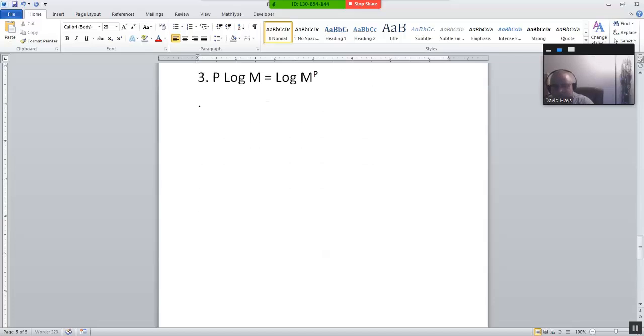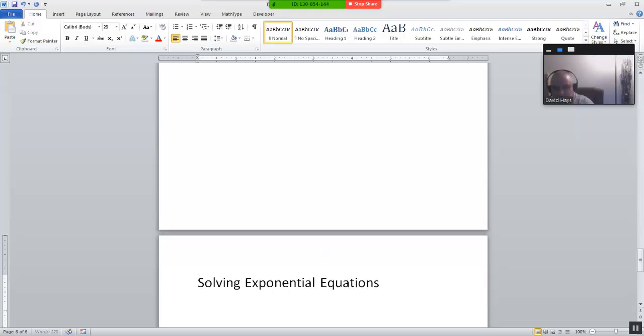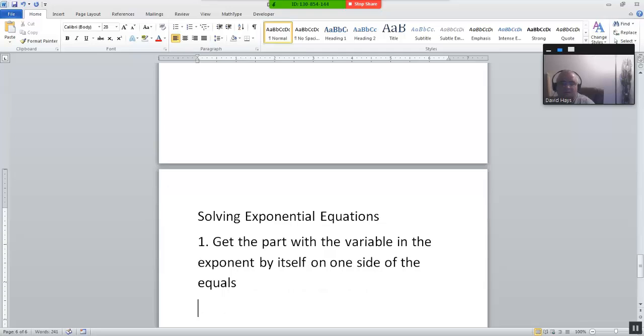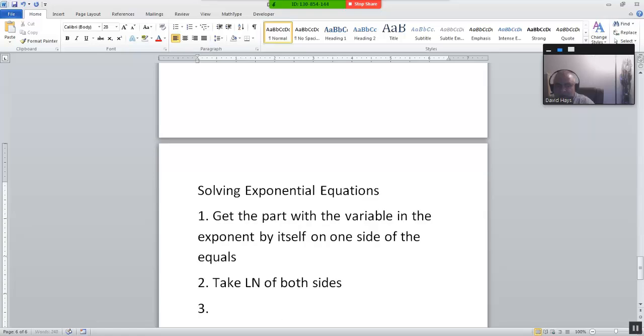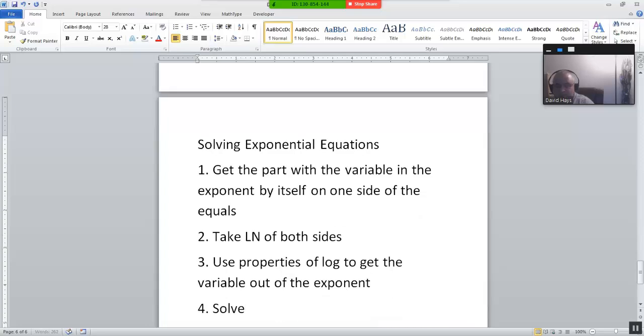Well, solving exponential equations. Our first step is to get the part with the variable in the exponent by itself on one side of the equals. Step 2 is to take ln of both sides, natural log. Step 3 is to use properties of logs to get the variable out of the exponent. And then step 4 is to solve for x.